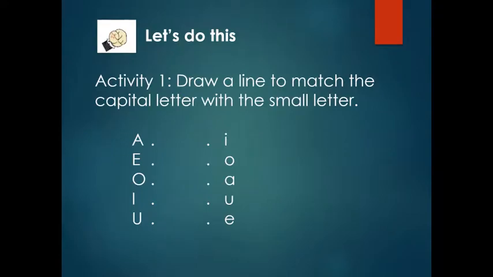Okay, let's do this. Activity number 1. Draw a line to match the capital letter with the small letter. Okay, these are all the vowel letters that we have studied. Can you say the sound of each letter? Very well. Okay, now you start matching the capital letter to its small letter.